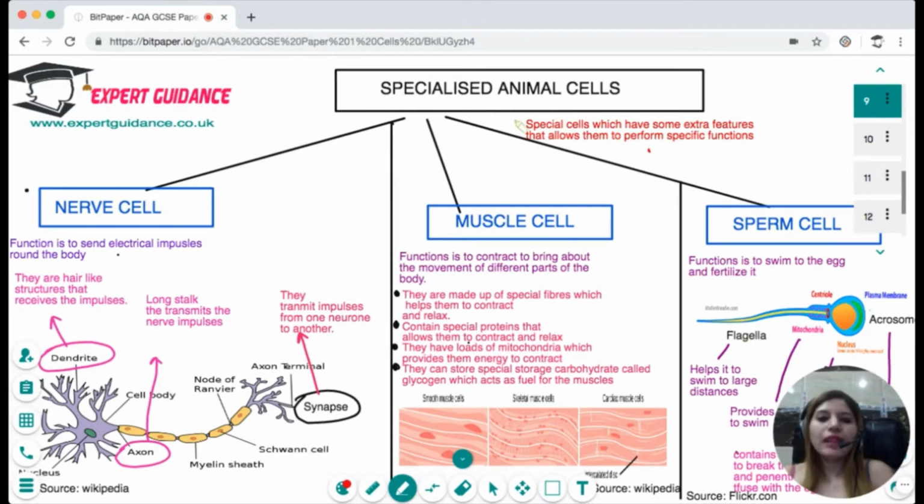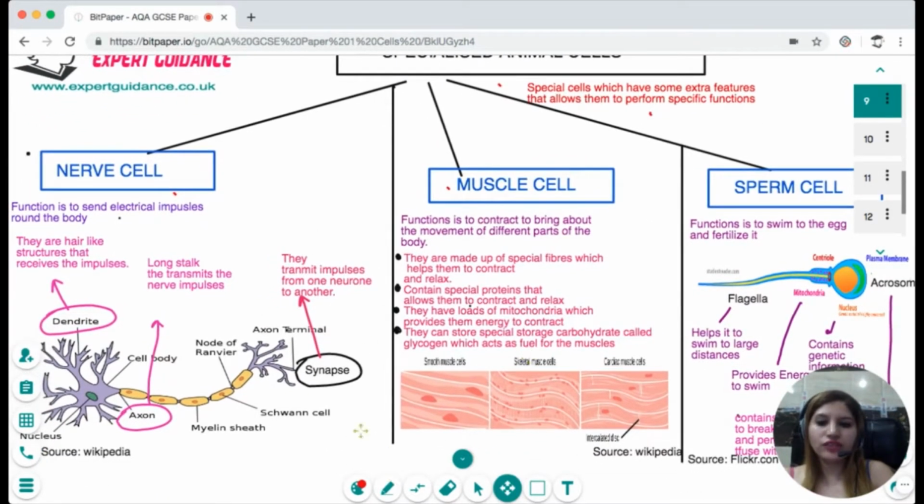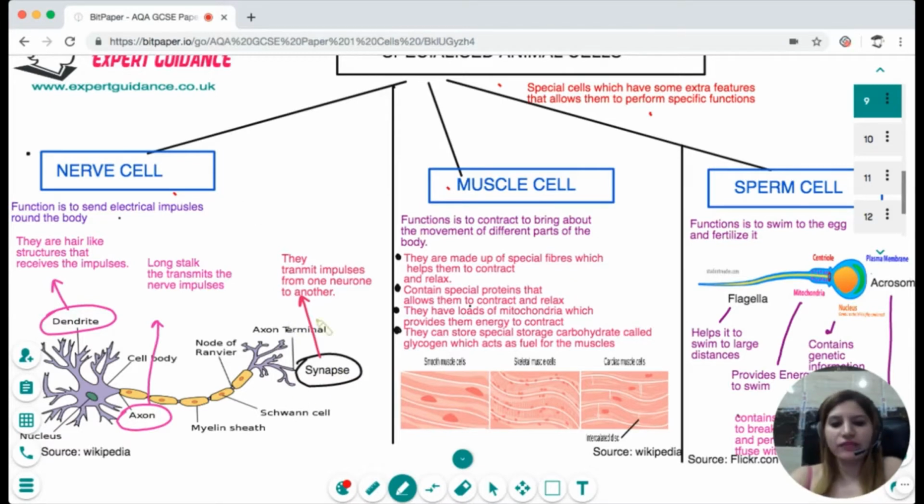Okay. Now, what do you need to do for each of these cell types? You need to know what the functions of each of these cell types are, and depending on the functions, what structural characteristics they have. So, for example, a nerve cell. What is the function of the nerve cell? To send electrical impulses around the body. Now, this is the structure of the nerve cell.